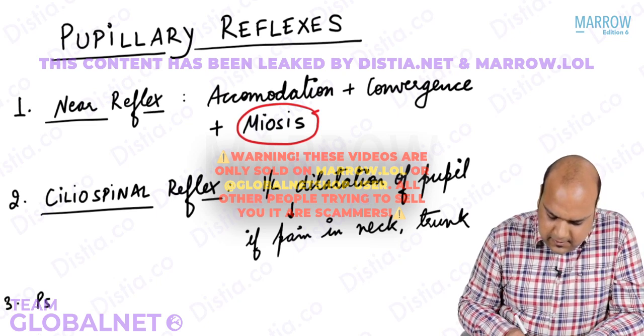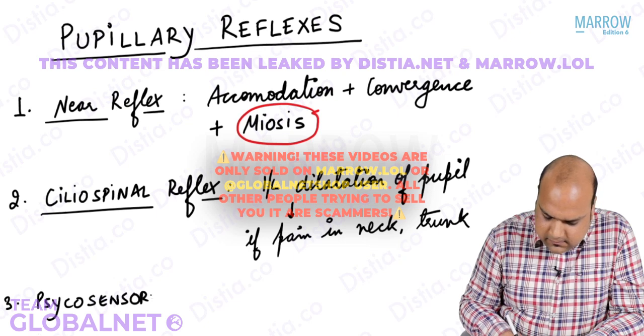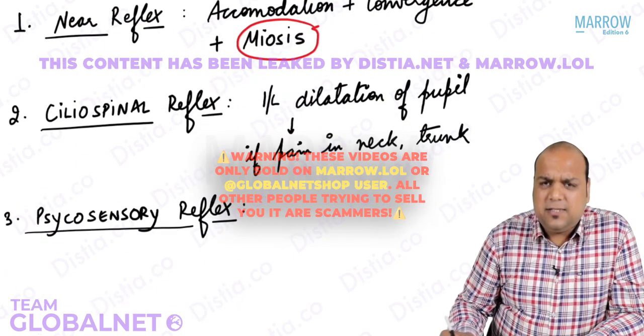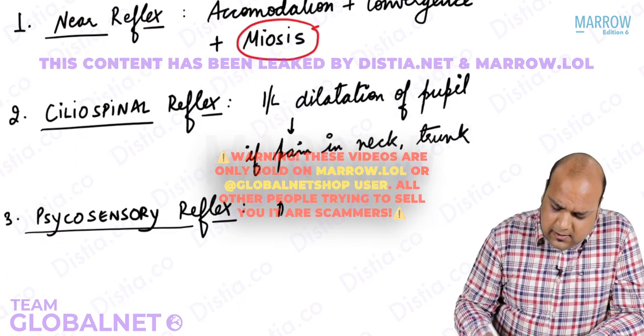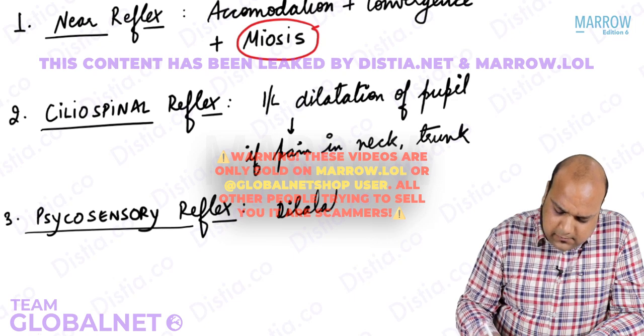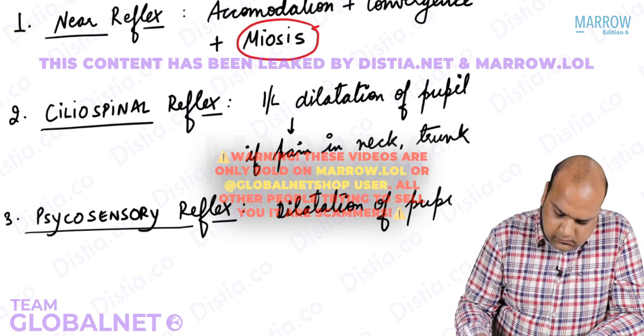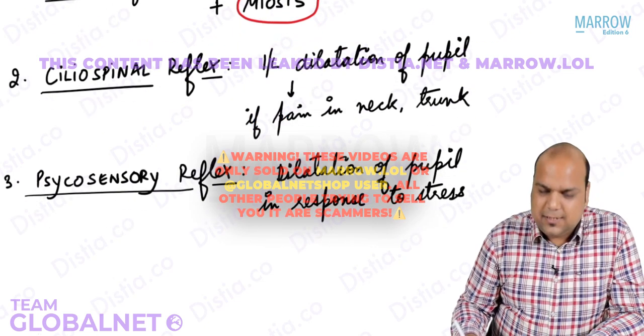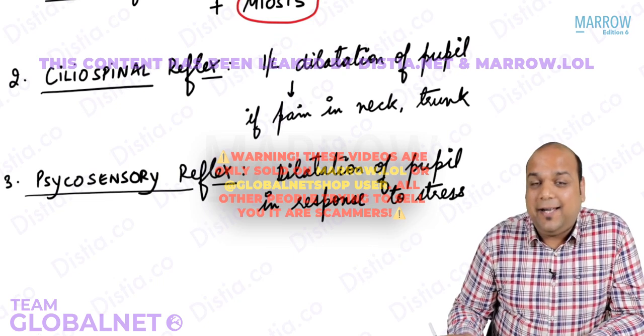Thirdly, psychosensory reflex. Psychosensory reflex is basically again dilatation of the pupil in response to stress. Whenever we are stressed, our pupils tend to dilate.